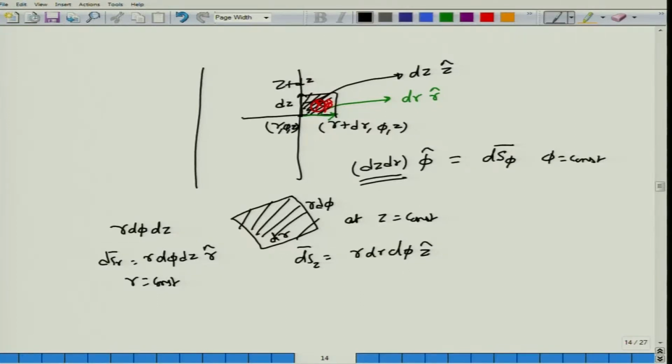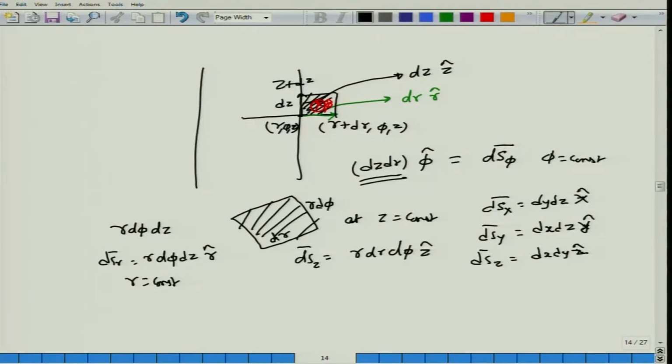Similarly, I can show the surface elements oriented in the Cartesian coordinates. For the x axis, it will be given by moving a distance of dy along y axis and dz along z axis, and this would be oriented along x. Similarly, dsy will be equal to dx dz along y, and then I have dsz equal to dx dy along z. So these are the three surface elements.